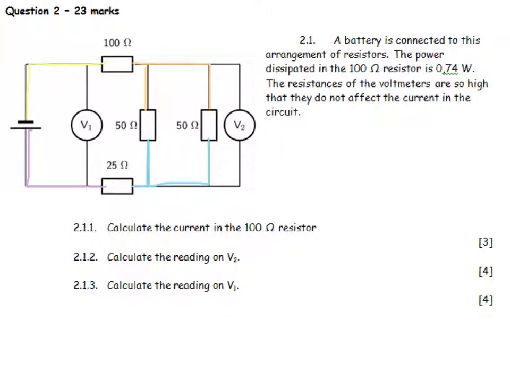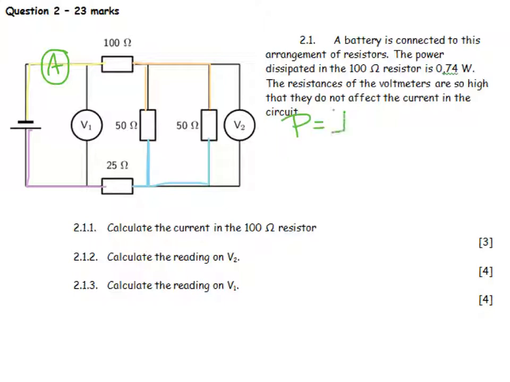Right, now we've got a battery. It's connected to that arrangement. The power dissipated in the 100 ohm resistor is 0,74 watts. That's probably going to help me to get a current. I can then work out an ammeter over here. And let's see what that turns out to be.